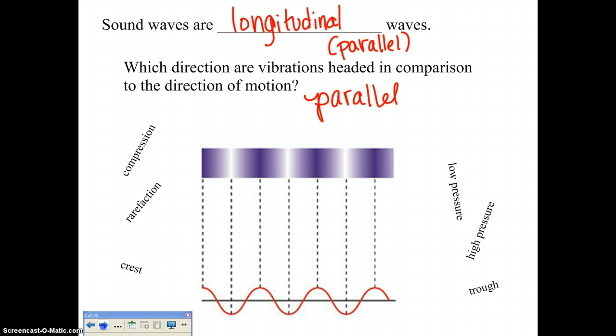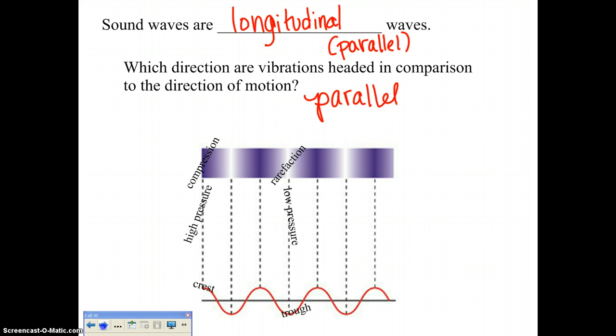Okay, looking at this once again, you know that the top is your longitudinal, the bottom is your sine. So we have crests, which are comparable to compression. We have troughs, which are comparable to rarefaction. We have areas of low pressure for rarefaction, and areas of high pressure for compression. So if you can get that all squared away, you're doing good.